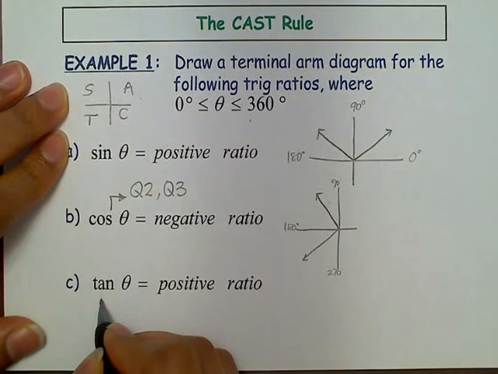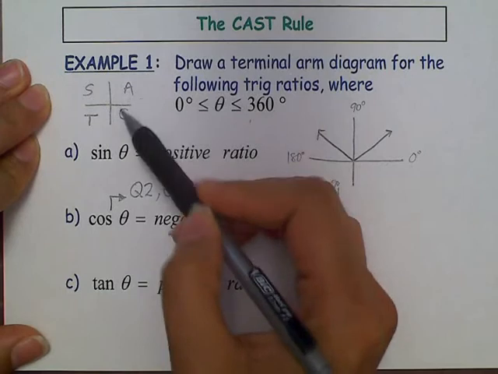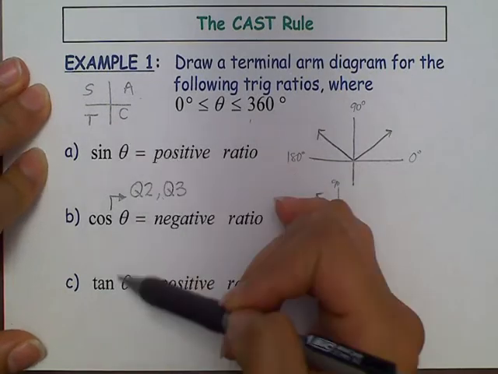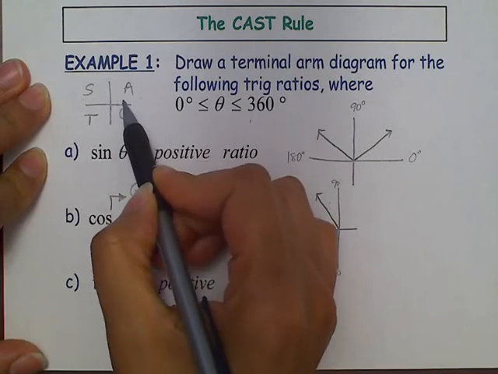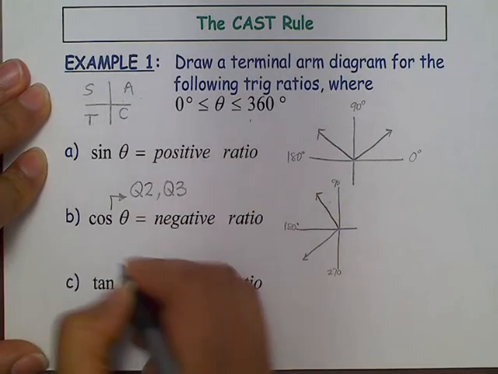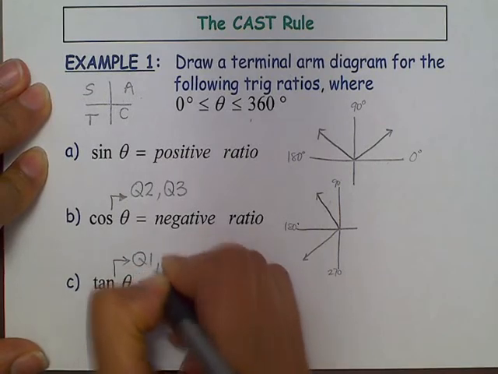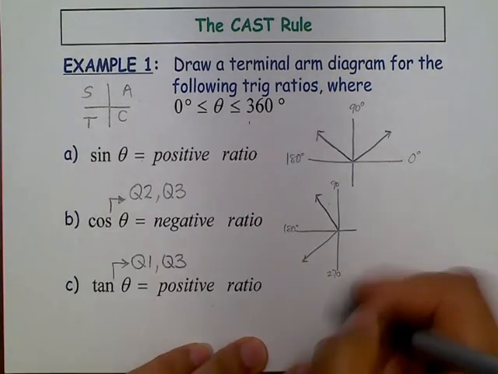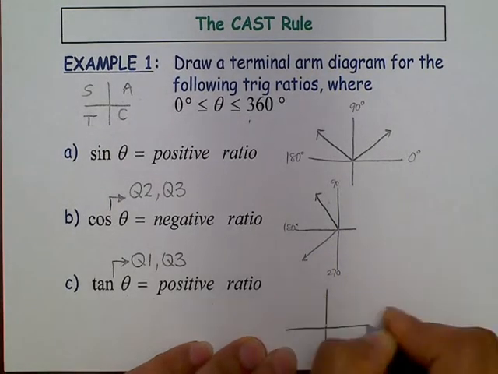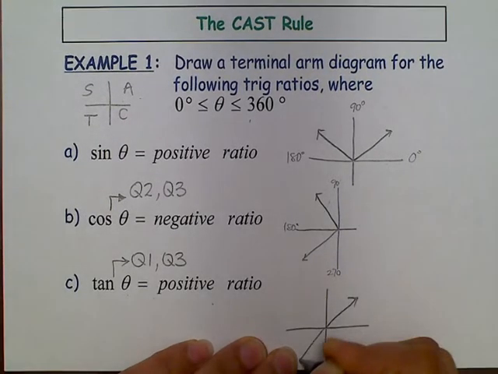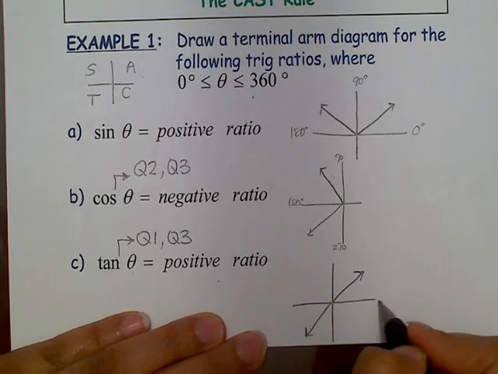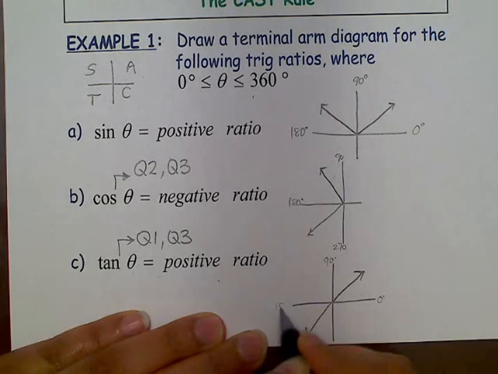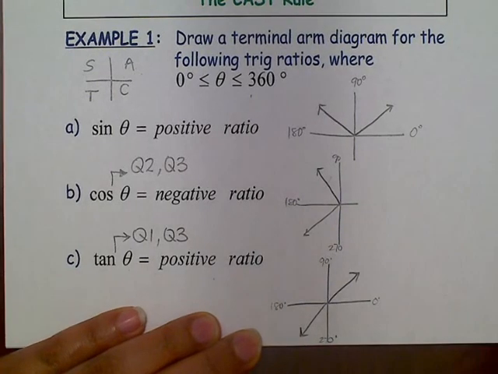Okay, last one. I have tan theta equals a positive ratio. So again, let's look at the CAST rule, and we're trying to figure out where tan is positive. So I know it'll be positive in the first quadrant since all of them will be positive there, and also in the third quadrant. So my angles in this case would be in quadrant 1 and quadrant 3. So if I was drawing my terminal arm diagram, I would draw a terminal arm in the first quadrant and a terminal arm in the third quadrant as well. So that tells me one of my angles would be between 0 and 90, and my other angle would be between 180 and 270. Okay, and we're going to look at some examples where you actually have to solve for the angle.